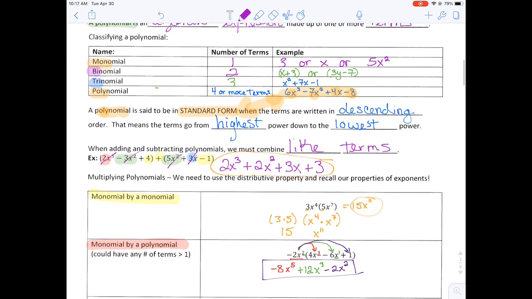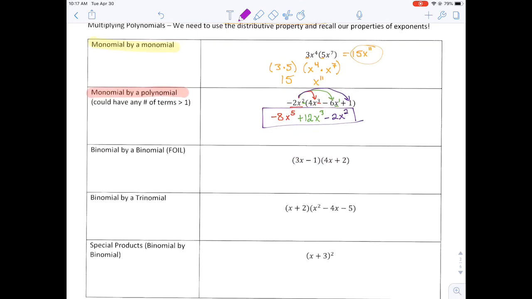So let's start on the back side of your notes. We've talked through this before. I'm going to pick up with a binomial by a binomial, just so we recall that process. So that's your FOIL process. So 3x times 4x is 12x squared. 3x times 2 is 6x. Negative 1 times 4x is negative 4x. And negative 1 times 2 is negative 2. So remember, we usually can combine those two middle terms, leaving me with 12x squared plus 2x minus 2.